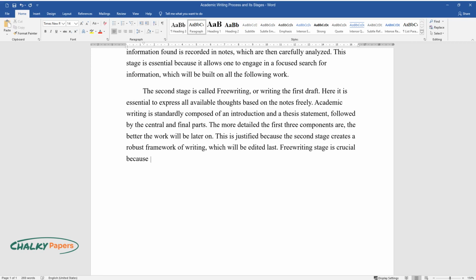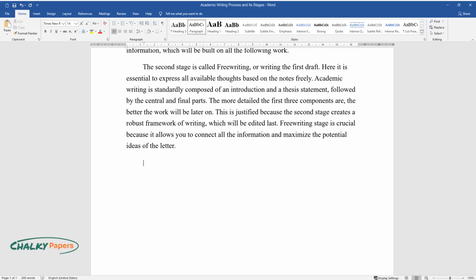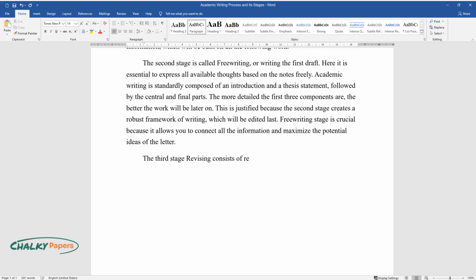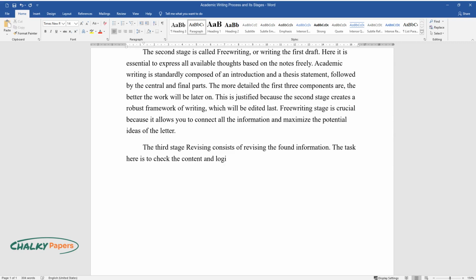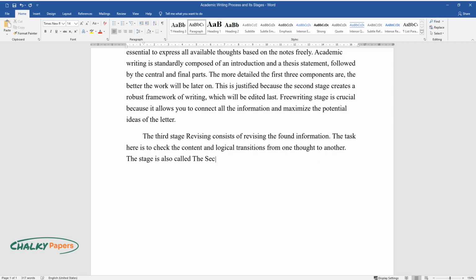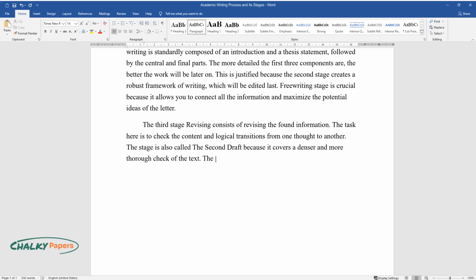Free writing stage is crucial because it allows you to connect all the information and maximize the potential ideas of the letter. The third stage, revising, consists of revising the found information. The task here is to check the content and logical transitions from one thought to another. The stage is also called the second draft because it covers a denser and more thorough check of the text.